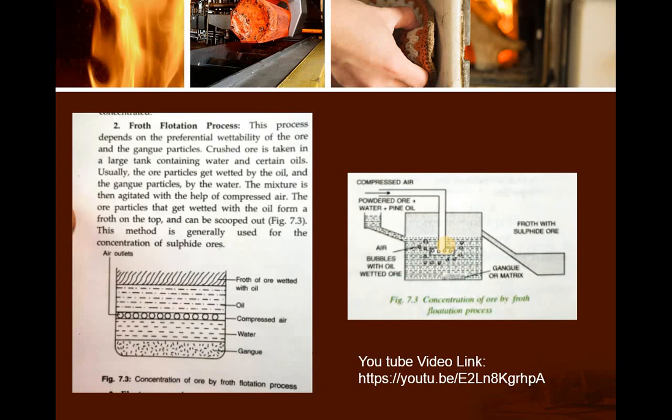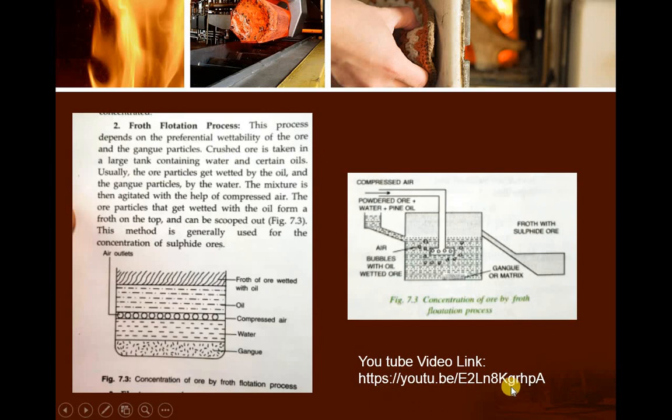The ore is wetted by the oil. You can see here very well, the ore is wetted with the oil and gets separated from the gangue. Now the gangue is at the bottom. You can see here the gangue is on the bottom. Here also you can see. These two diagrams are given for better understanding along with the YouTube video link.